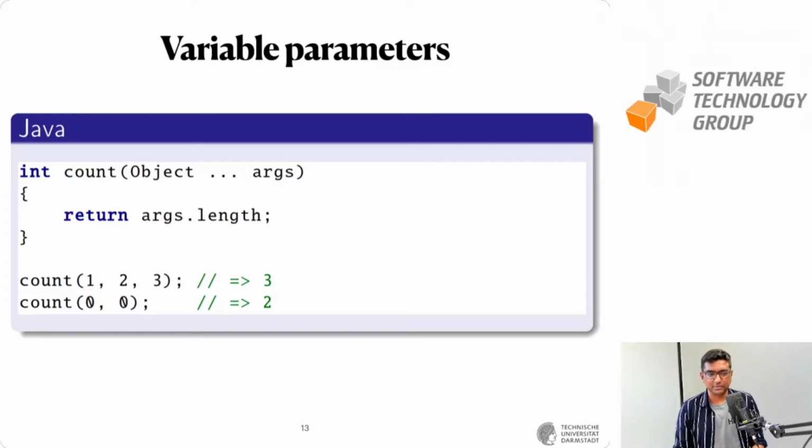So if you pass in count 1, 2, 3, it would return 3. If you pass count 0, 0, it would return 2. Java translates variable parameters to arrays. Other languages like C use more complex mechanisms. We'll not get into those, but the point is that variable parameters allow you to define functions which take in any number of parameters and you don't know it in advance, right?